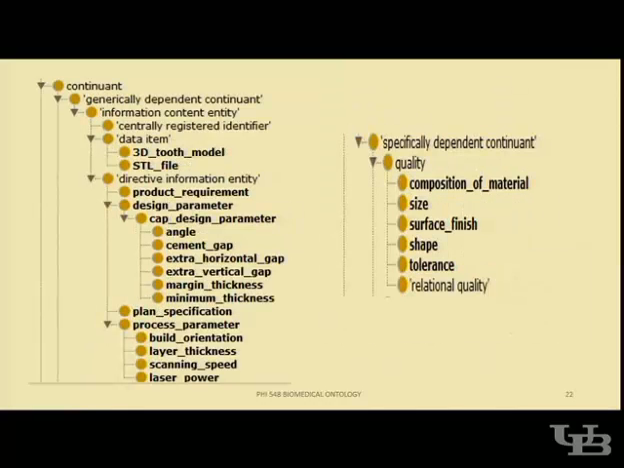And this is for the information content entity, where we need to have the 3D tooth model and STL file as a data item, and then the directive information entity to guide the processes, where we have the product requirements as a guide to the design process, design parameter as a guide to the production plan, plan specification as a guide to the 3D printing, and process parameter to control and help the 3D printing to do the work.